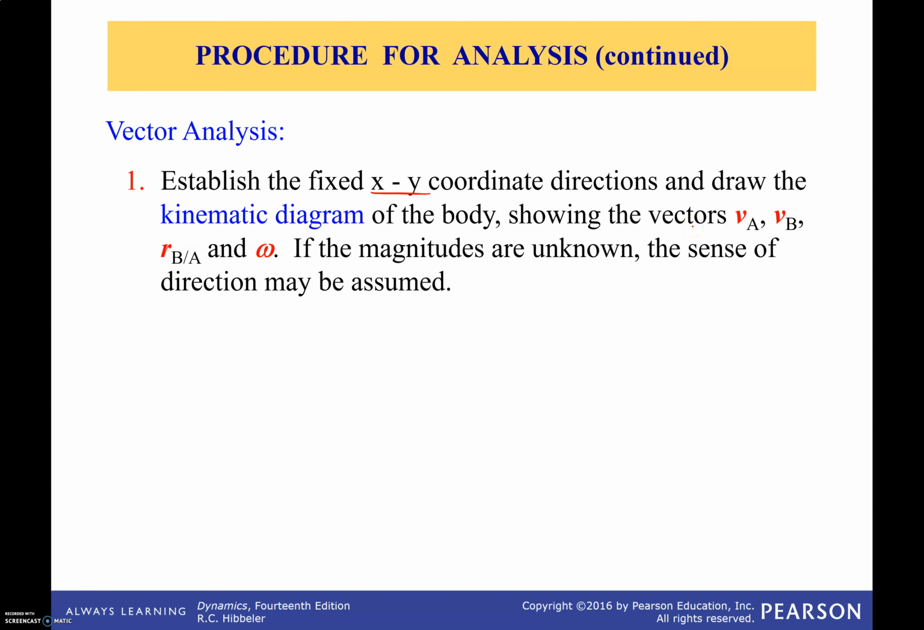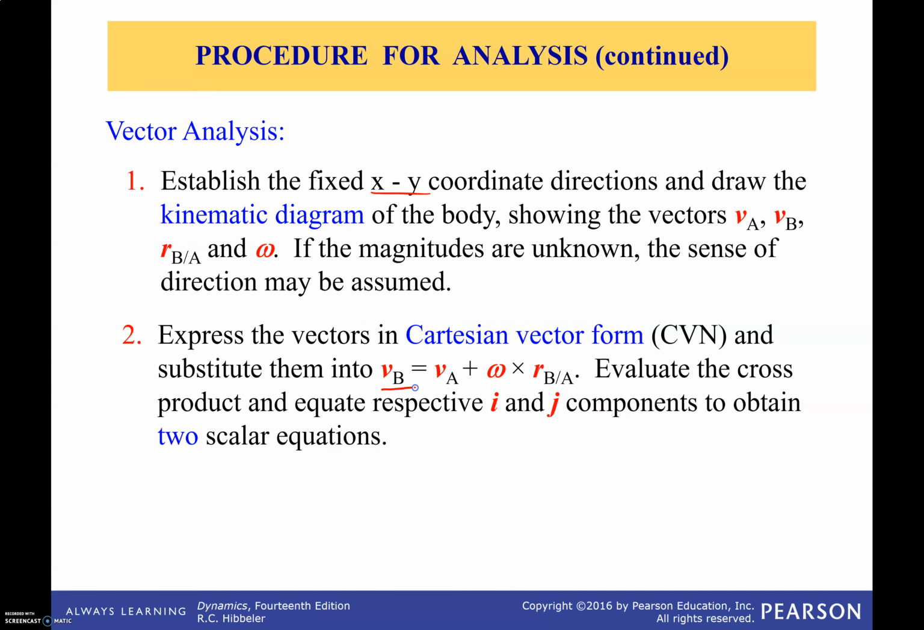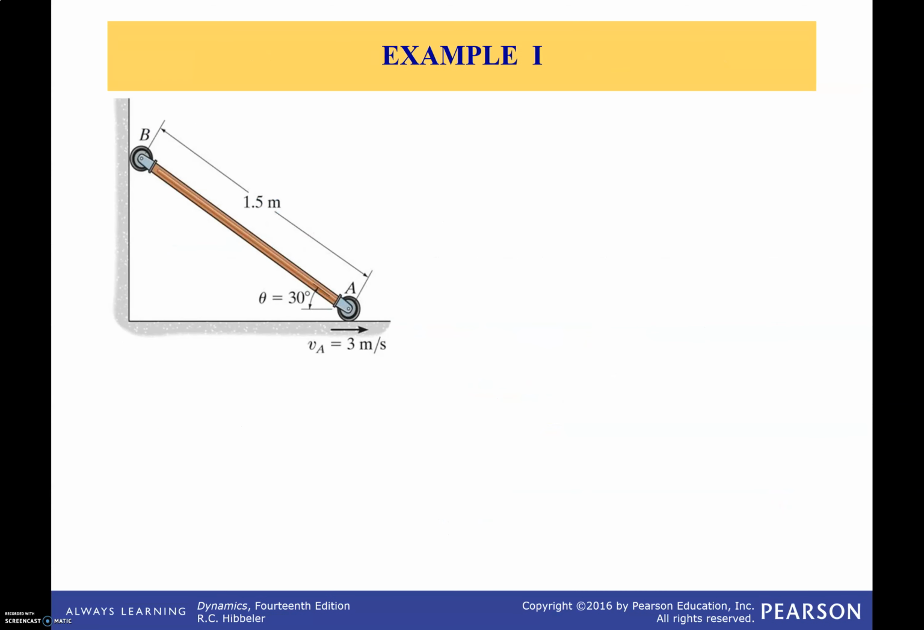Then we have the velocities and the vector RBA, and then we write this as a vector equation with ij components, and then we can solve that. This is going to give you two equations, one for the x component and one for the y component. This is actually my preferred method to solve this type of problems, and let's go and see one example here.